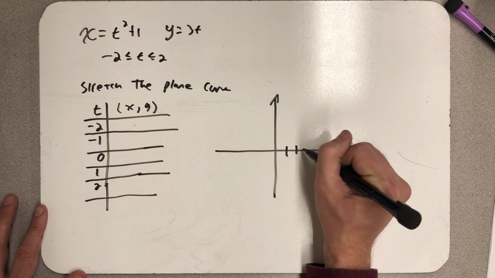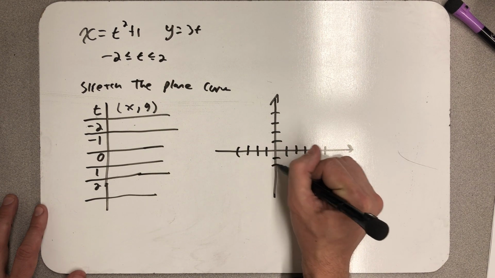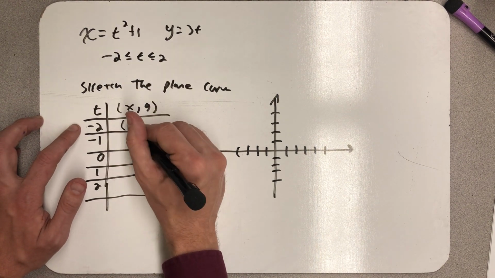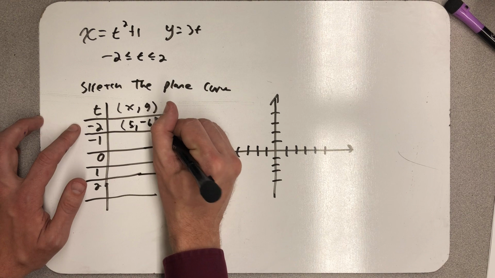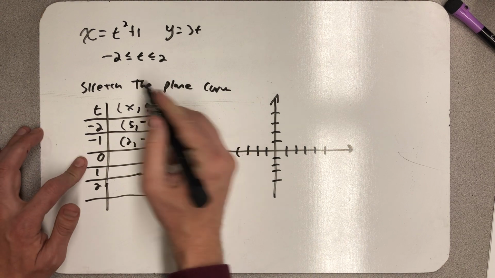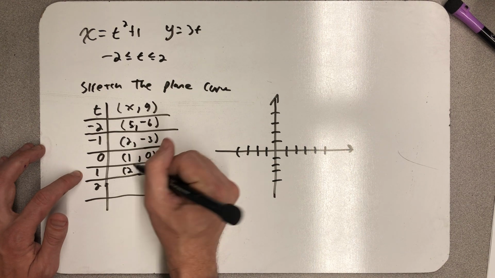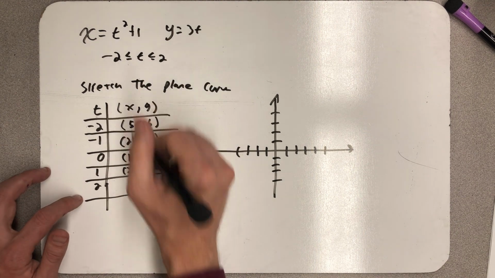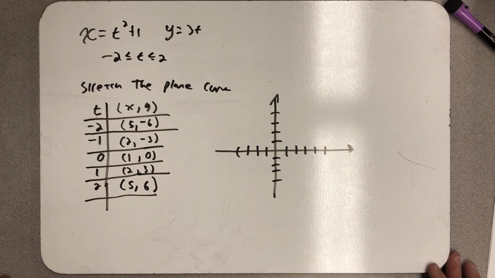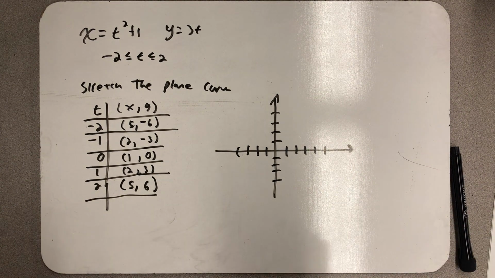I'm just gonna get a grid ready. All right, let's see what happens. So I plug in a -2, and I get 4 plus 1 is 5. I plug in a -2, I get -6. Plug in a -1, and I get 2 comma -3. Plug in 0, 1 comma 0, then 2 comma 3, and then finally 5 comma +6. All right, so now I have some points to plot, and we'll see what happens.